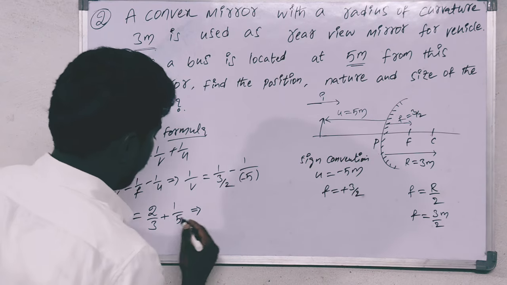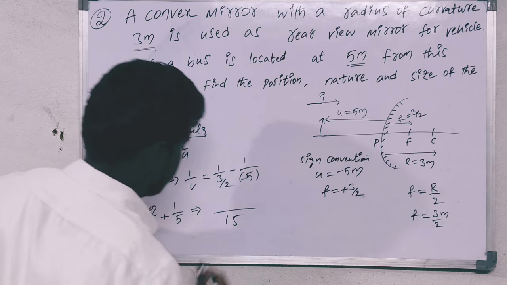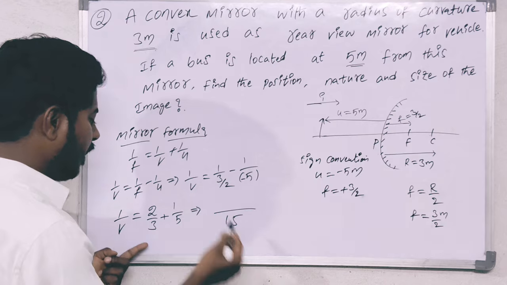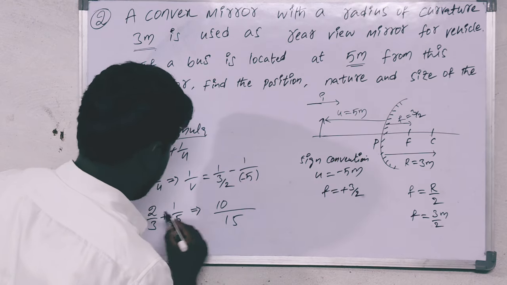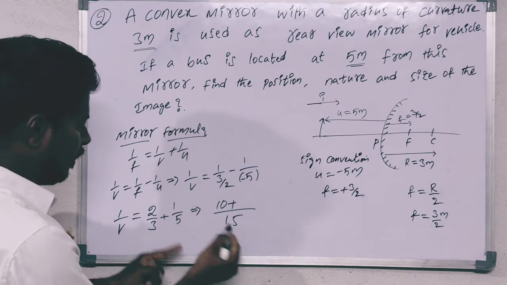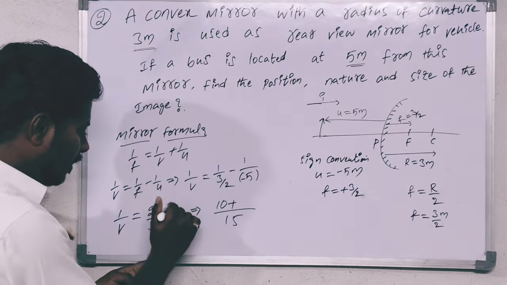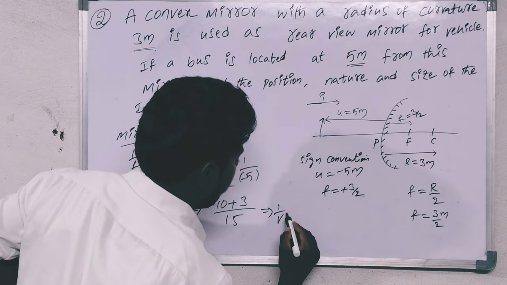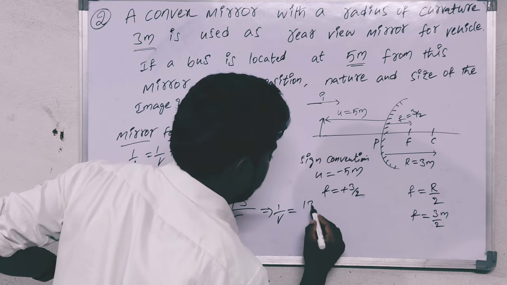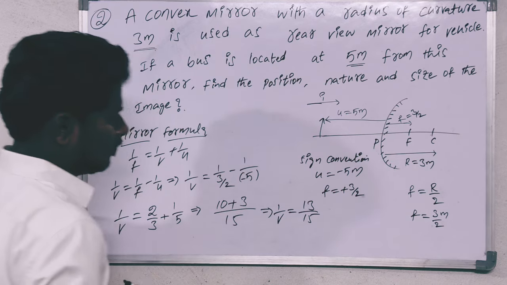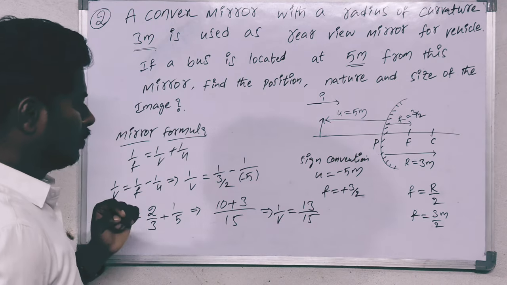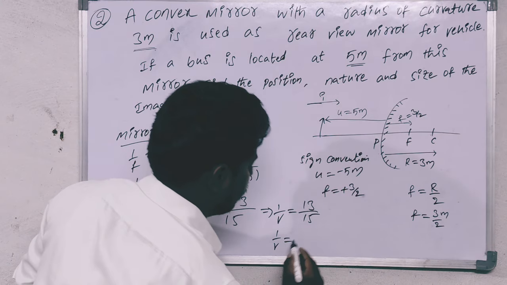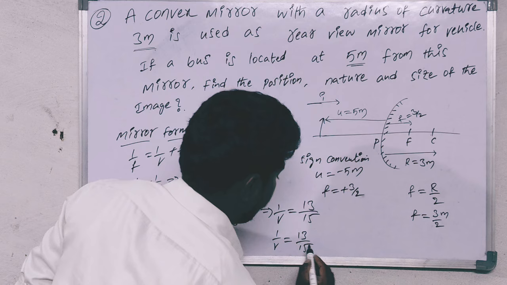3 5s are 15. Divide 15 by 3: 3 5s are 15, 5 2s are 10. And divide 15 by 5: 5 3s are 15, 3 1s are 3. So 1 by V equals 10 plus 3, that is 13 divided by 15. If you cancel it, 1 by V equals 13 by 15.